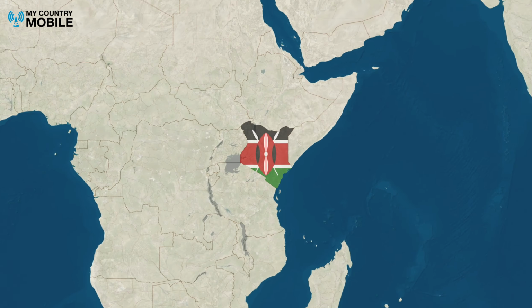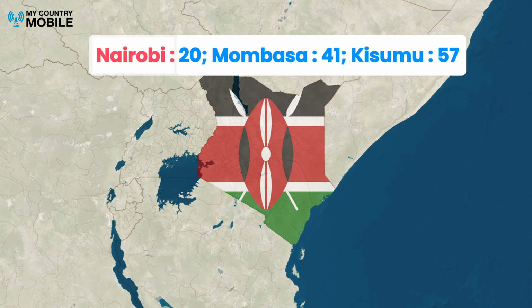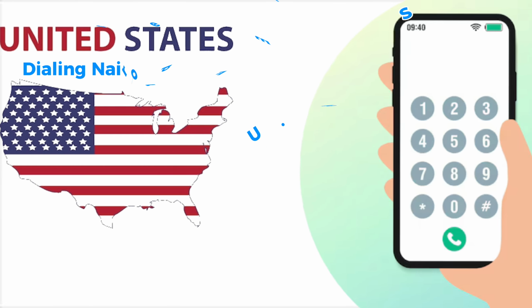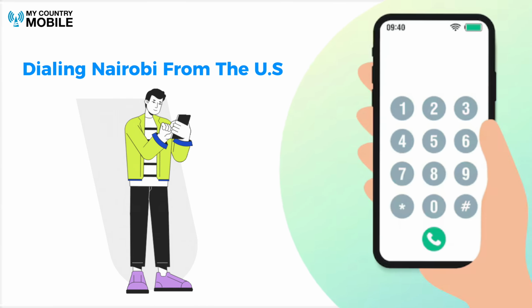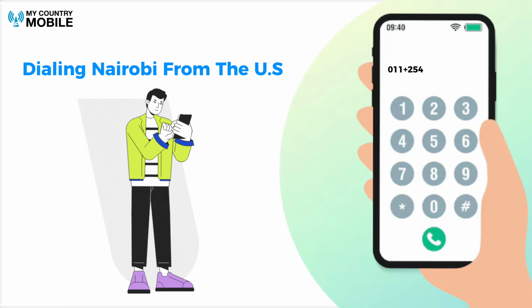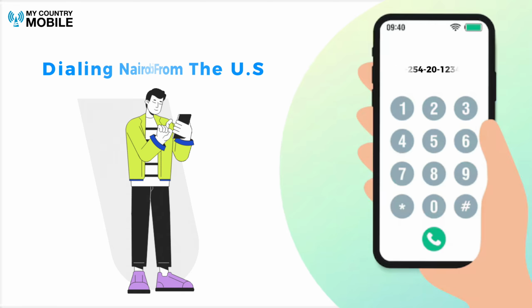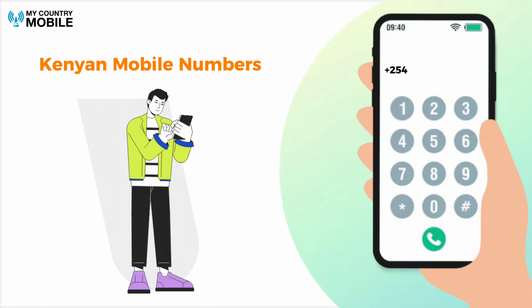Kenya's major cities have specific area codes. Nairobi is 20, Mombasa 41, and Kisumu 57. To call Nairobi from the US, dial 011, US exit code, 254, Kenya's country code, 20, Nairobi's area code, followed by the local number. Kenyan mobile numbers typically start with 7 after the country code, followed by 7 digits.